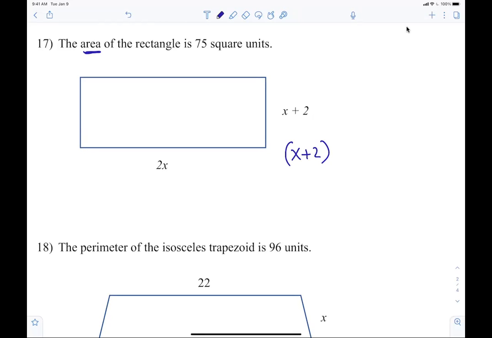How do you find area? Yes. Very good. Area is length times width. Yes, times 2x. And then what does that equal? Yes, equals 75. So everybody write that.